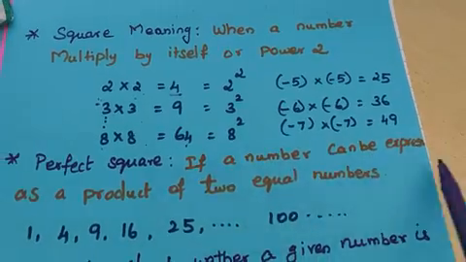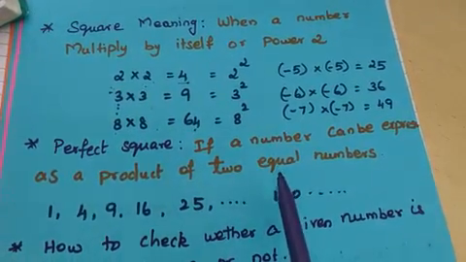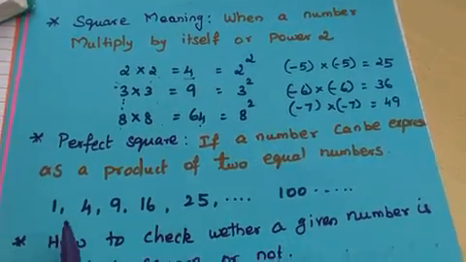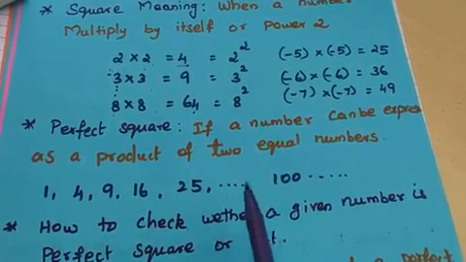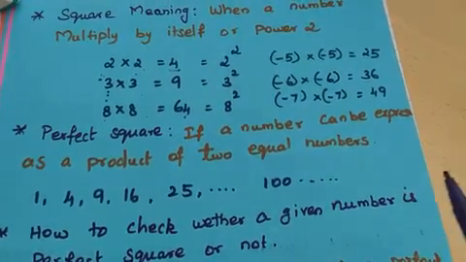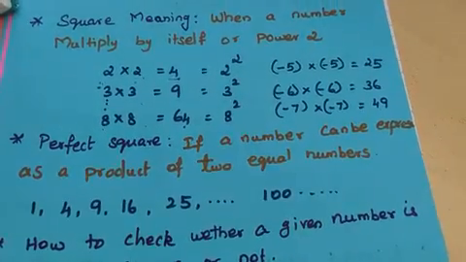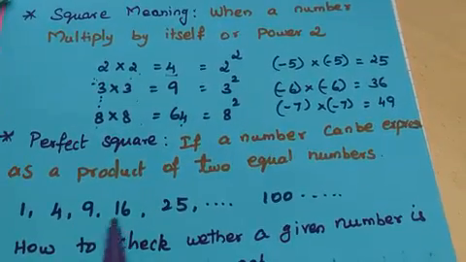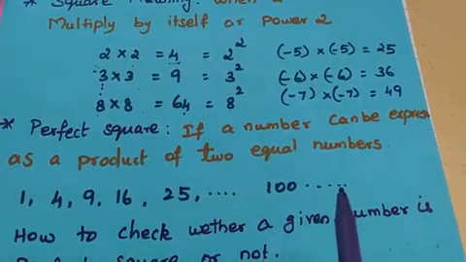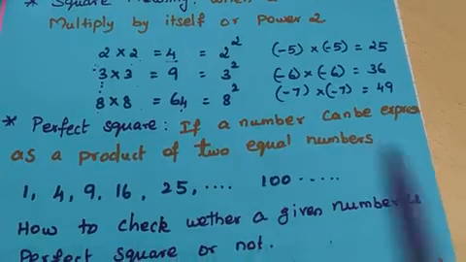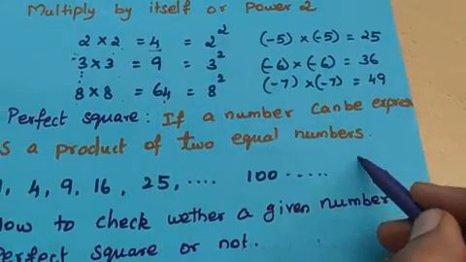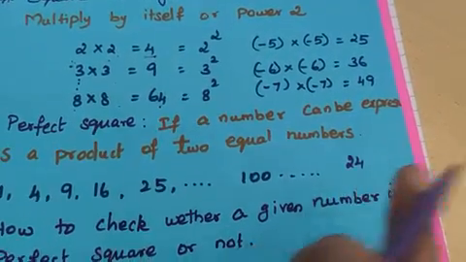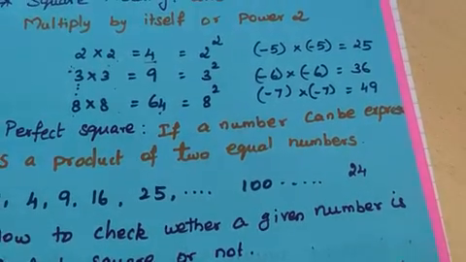So if a number can be expressed as a product of two equal numbers, then we say that it is a perfect square number. So 1, 4, 9, 16, 25, 36, 100, and then 121, 225, like these numbers are perfect square numbers. Why is it so? We can express all these numbers as a product of two equal numbers. For example, take 24. Is 24 a perfect square number? Can we express 24 as a multiplication of two equal numbers? No, we could not.